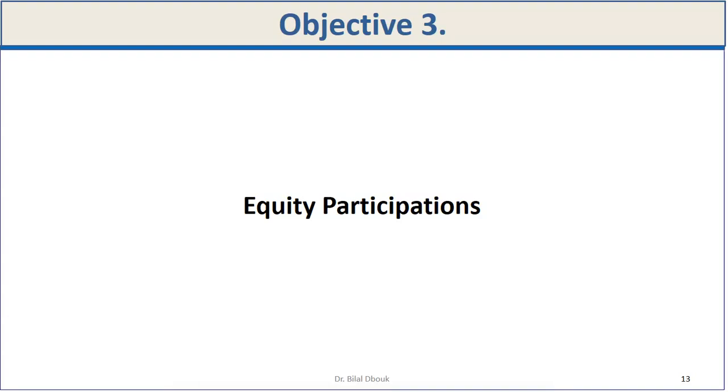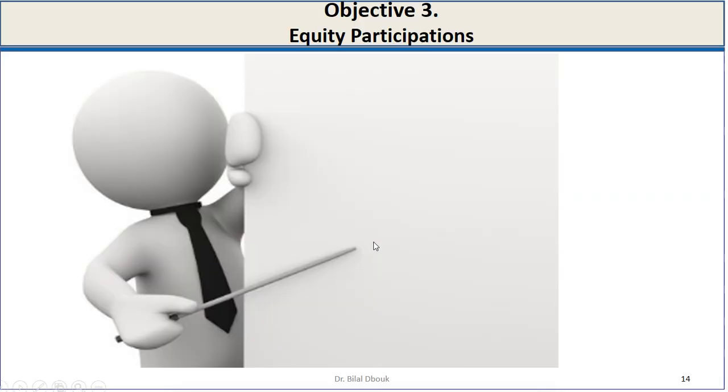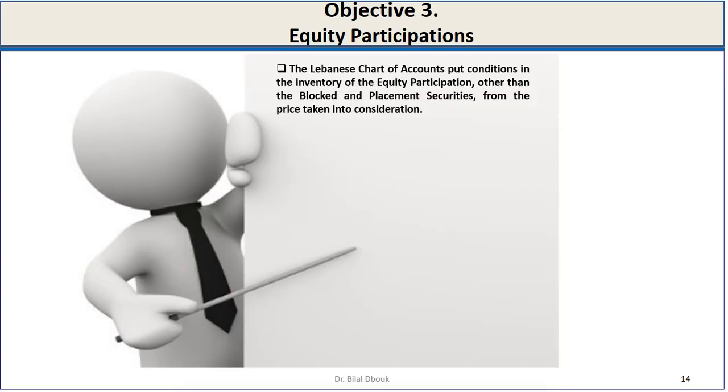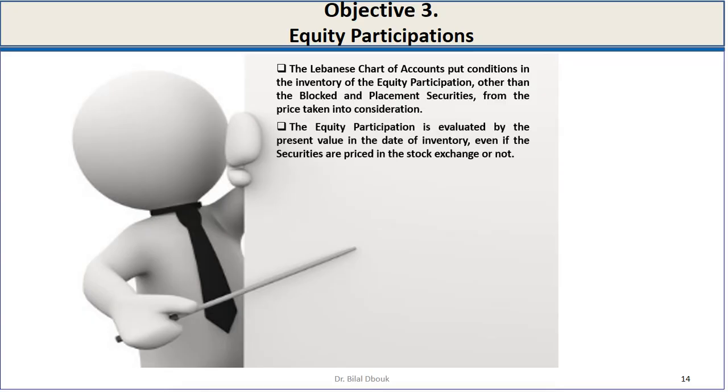Continuing with objective 3, equity participations. What do we mean by equity participations? The Lebanese chart of accounts put conditions on purchasing equity participations other than the purchase of blocked and placement securities. So we have to differentiate between when we buy equity participations in other companies and the blocked and the placement securities for trade, for long or short term.